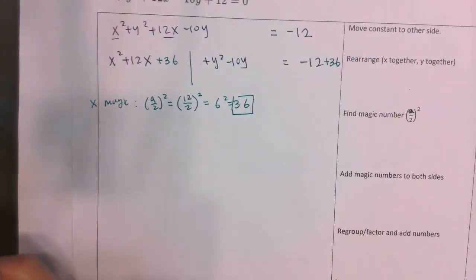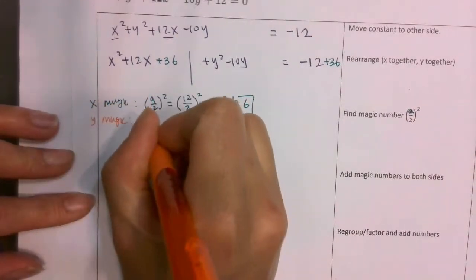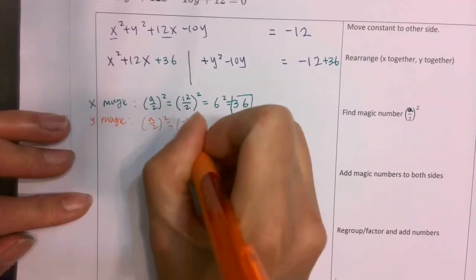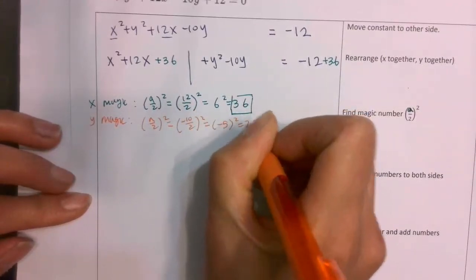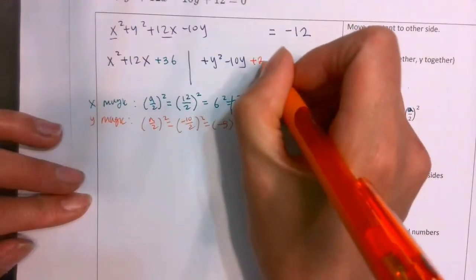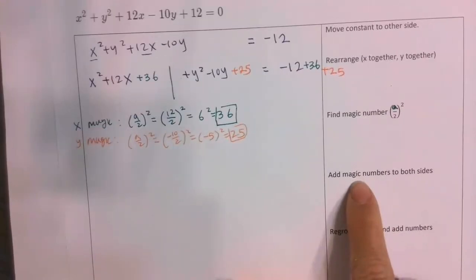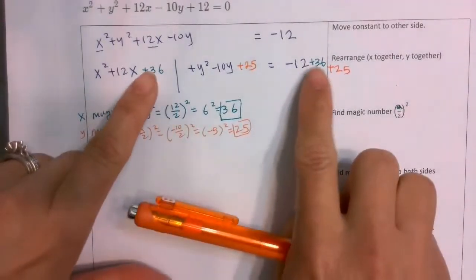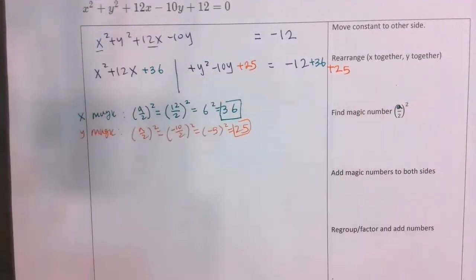Okay, all right, what about the y magic number? So a over 2 squared is equal to, a value is negative 10. Negative 10 over 2 squared. Negative 5 squared is equal to 25. So we're going to add 25 on both sides. So that's what I did over here. Add magic number. So magic number for the x term is 36, so I added it to both sides. Magic number for the y term is 25, so I added it on both sides.